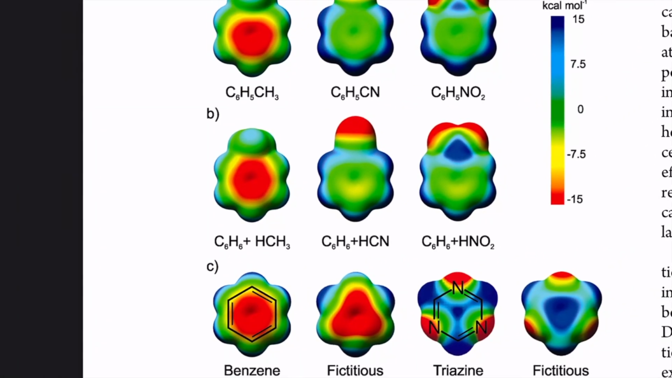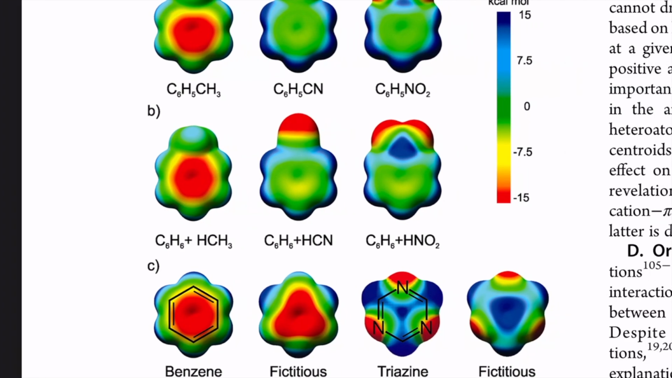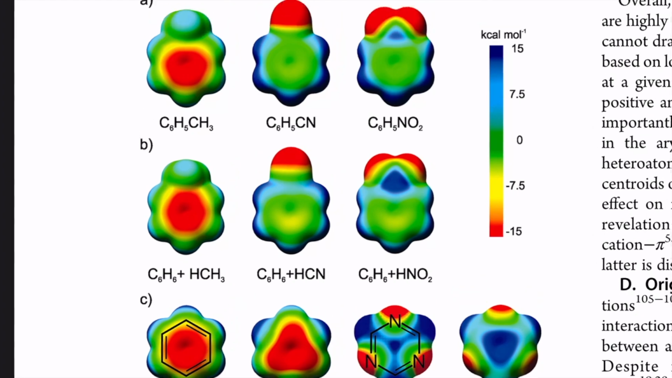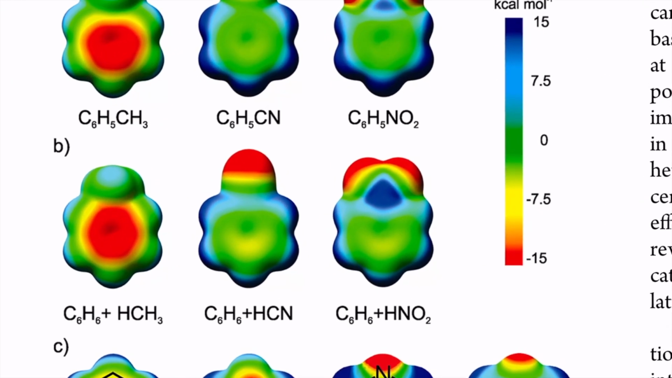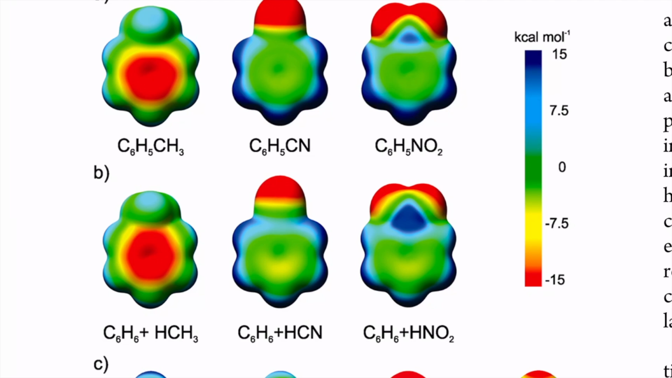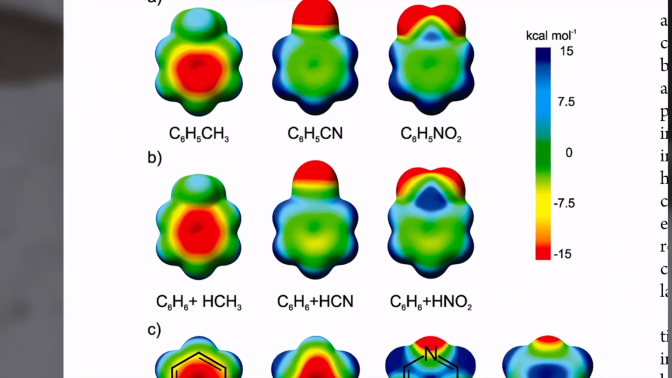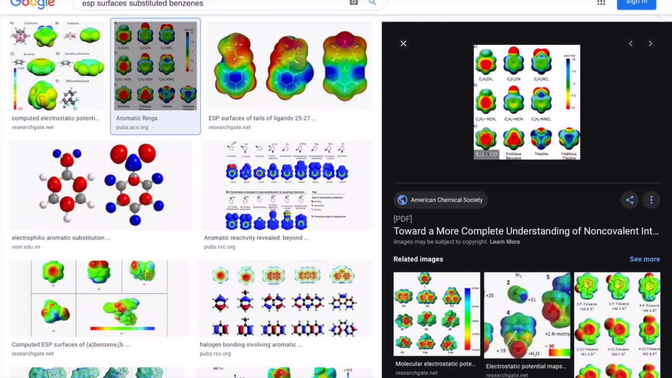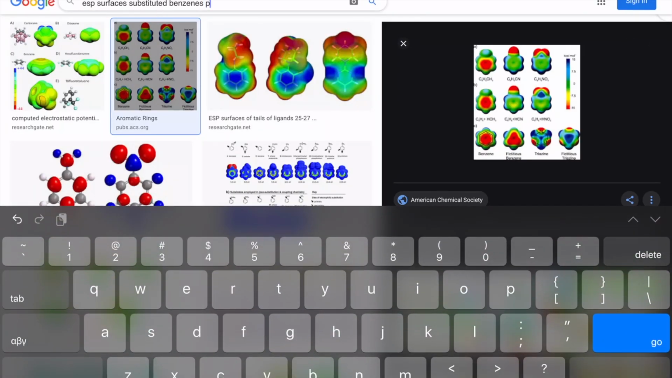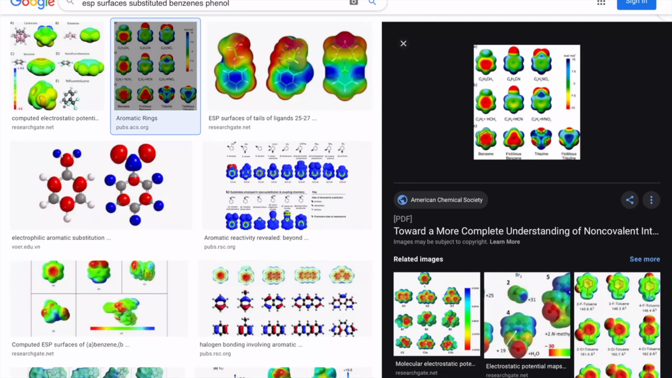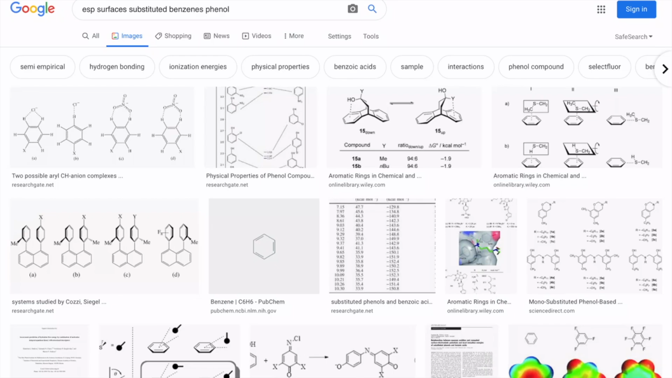This is a computational paper, and I'm not sure what it means. But notice that whereas benzene is red, nitrobenzene is green, which is basically sort of neutral. I want to show you the difference between benzene and phenol. Maybe I'll just put phenol in the search terms and see what we can come up with. Oh well, maybe I'll show you some of that another time.